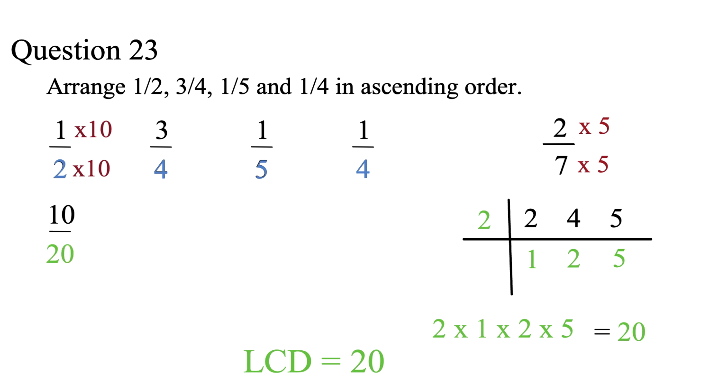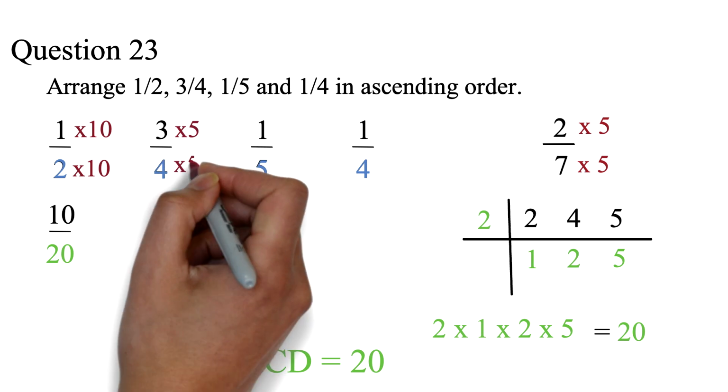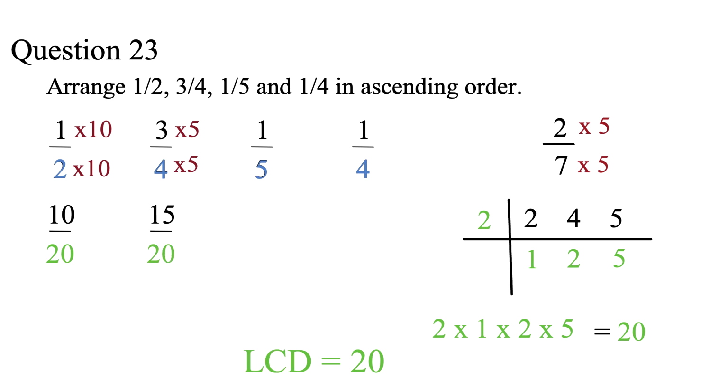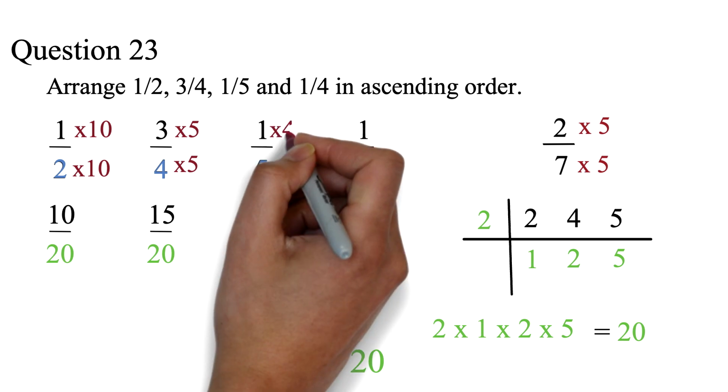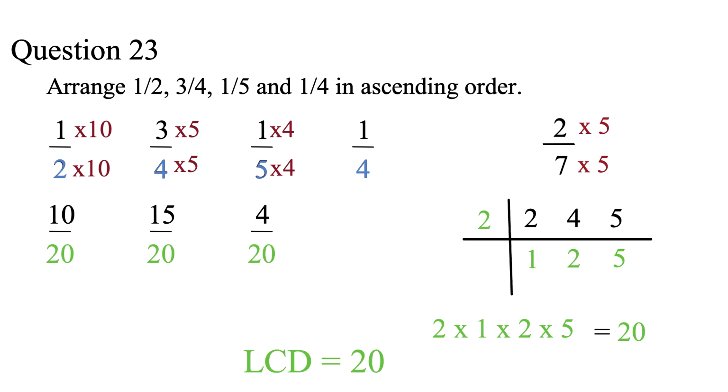We do the same for the 3 over 4. 4 times what number will give us the LCD, 20? It's 4 times 5. We will multiply the numerator and denominator by the 5 to get 15 over 20. We now work on the 1 over 5. 5 times 4 will give 20. So we will multiply the numerator and denominator by the 4 to get 4 over 20. Finally, we look at the 1 over 4. 4 times 5 will give us 20. So we will multiply the numerator and denominator by 5 to get 5 over 20.